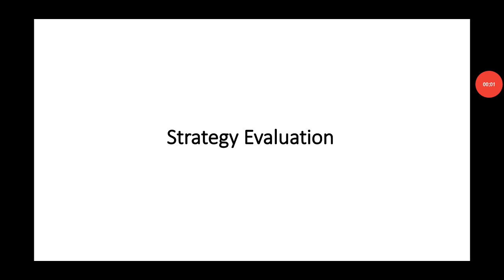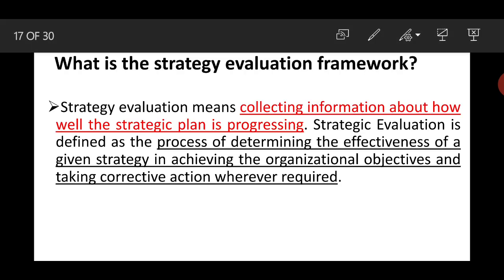So let us start with the second part of chapter 6, strategy evaluation. What is the strategy evaluation framework? We are talking about the framework. It's the process of checking the effectiveness of a strategy in order to achieve the goals and objectives of a firm. I'm giving you short information or explanation instead of reading the whole thing for you.